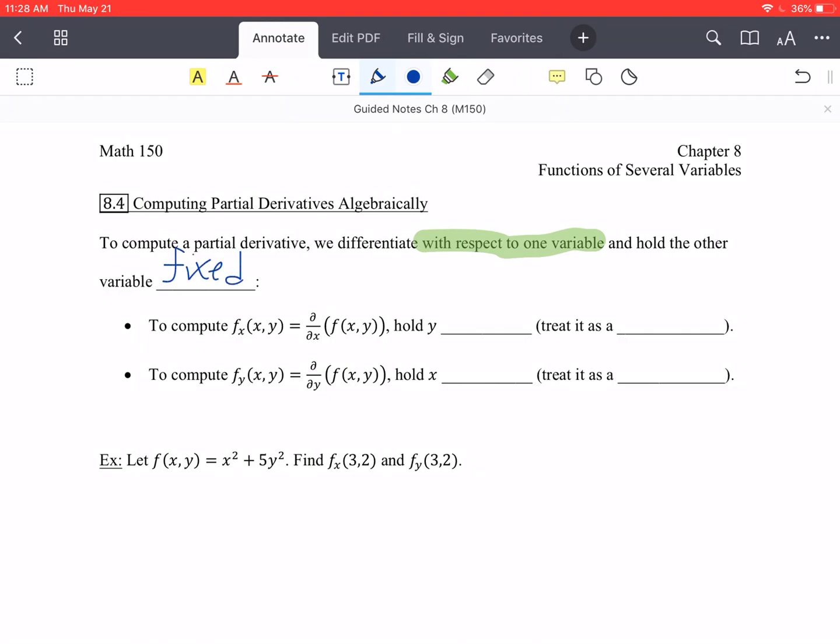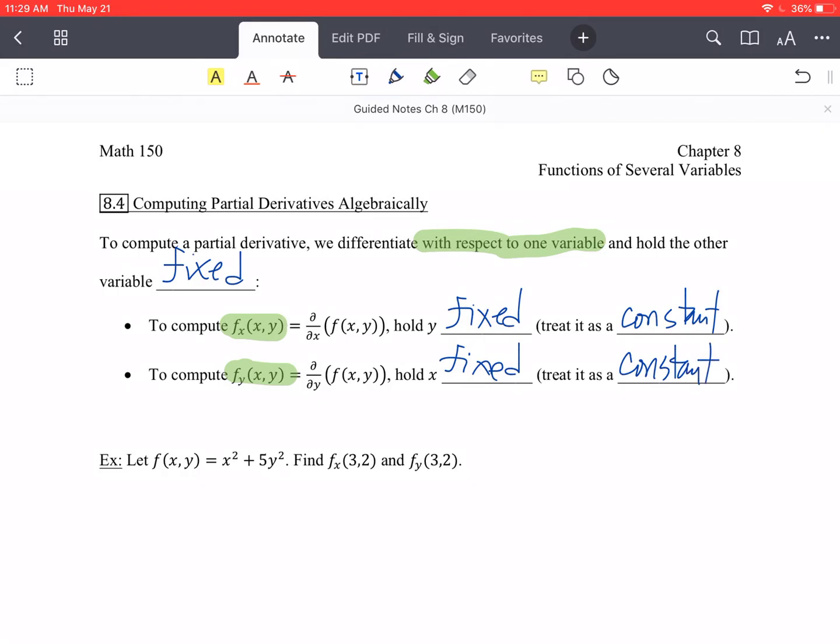To compute the partial derivative with respect to x, we hold y fixed, and to compute the partial derivative with respect to y, we hold x fixed. Now, we talked a little bit about fixing variables in the last section, but what does it mean to hold them fixed? It means to treat them as a constant. When we say holding a variable fixed, we mean treating it as a constant.